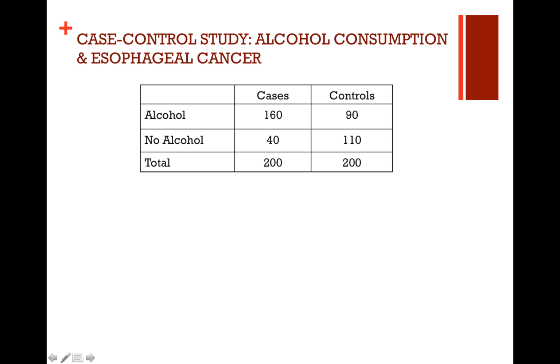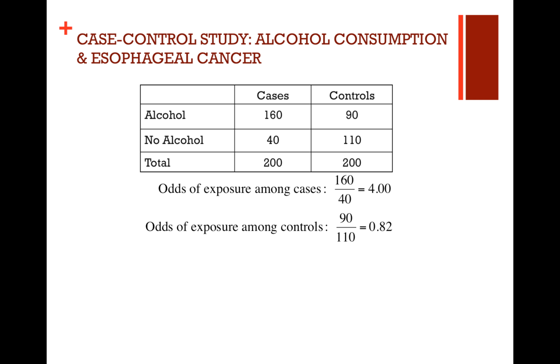So if we look at alcohol consumption and esophageal cancer, there were 200 cases, 200 controls. Of the cases, 160 consumed alcohol, and of the controls, only 90 did. So the odds of exposure amongst the cases is 4. The odds of exposure amongst controls, 0.82. So we can already tell that there's some difference happening there.